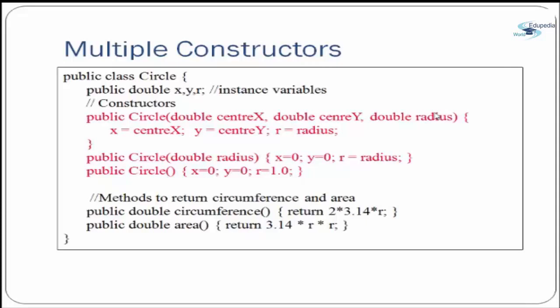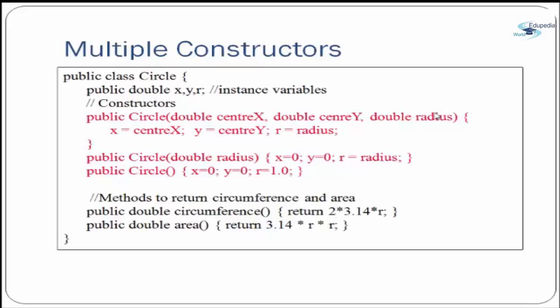Fine. After that, we have one more constructor which is just taking one input, that is just a radius. When it's taking a radius, we initialize x and y to the center, that is 0, 0, and we initialize r with the radius that we pass. Then we also have a default or no-argument constructor, in which we initialize x and y to 0 and radius to 1.